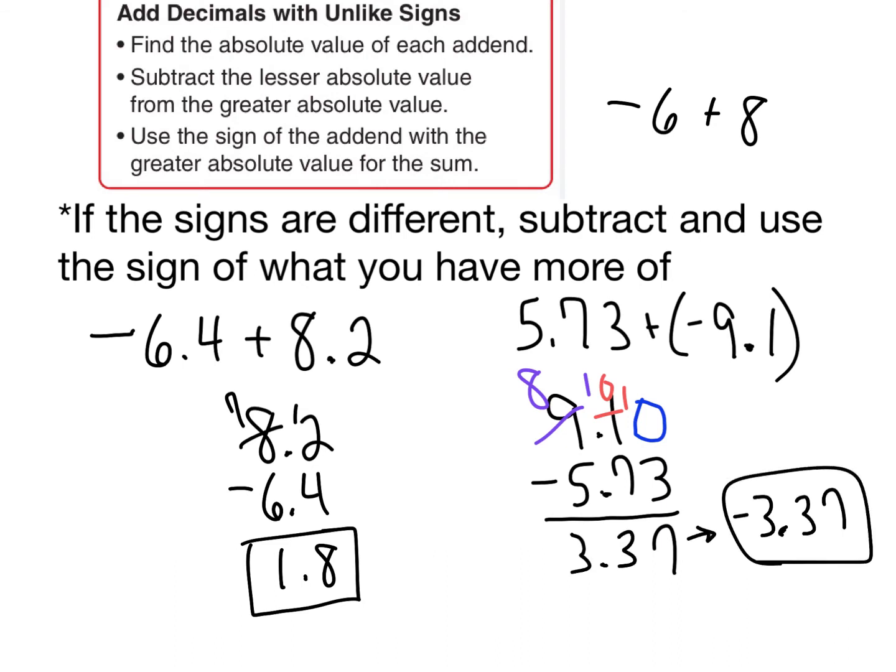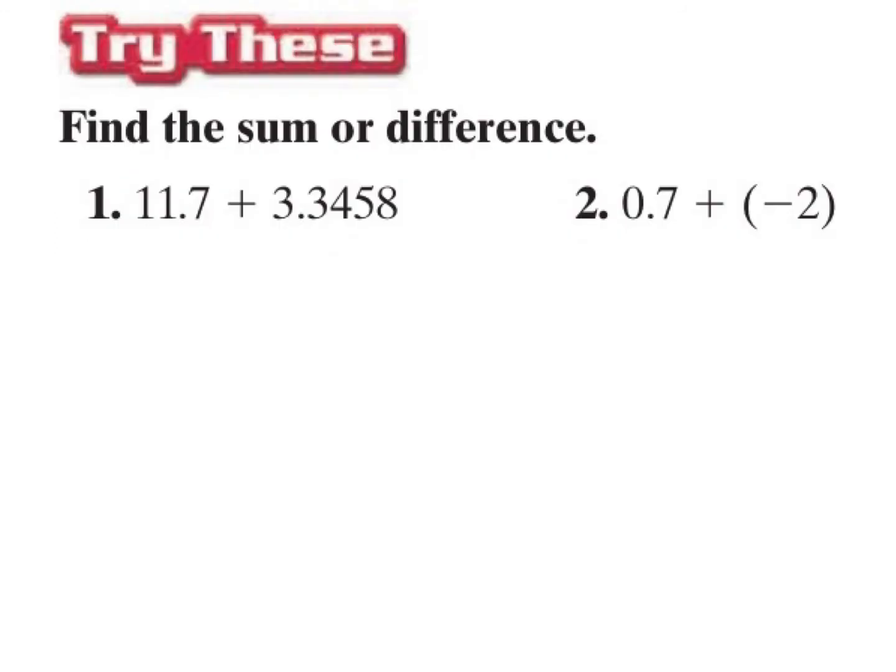So I'm just showing you a slightly different way than what the book does on some of these problems. Hopefully you find that simpler, but if not, you can look at what the book has. It's technically correct. It's just, to me, a little bit more complicated looking. If we look at the try these questions, these are pretty straightforward. This first one, we're adding, and they have the same sign.